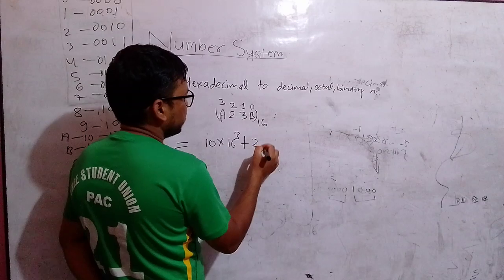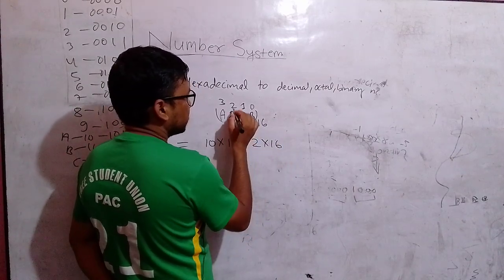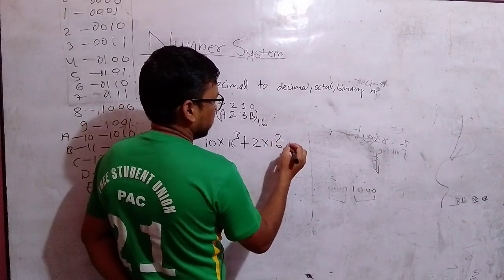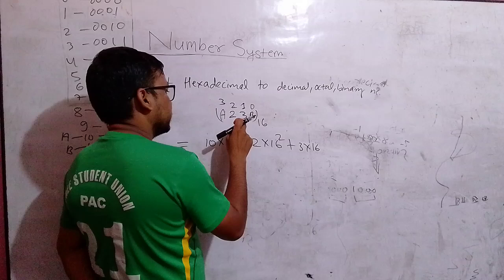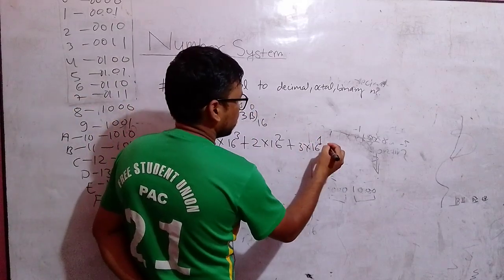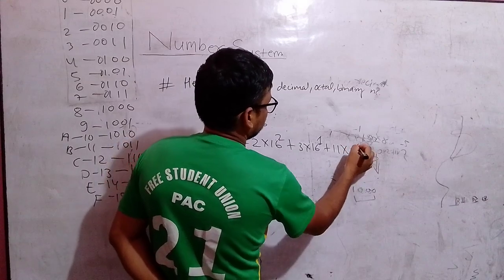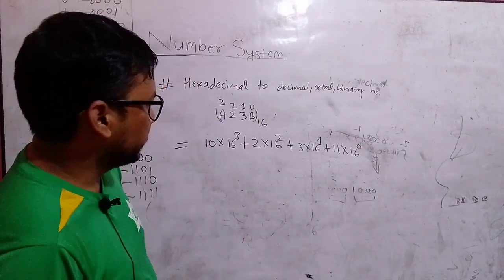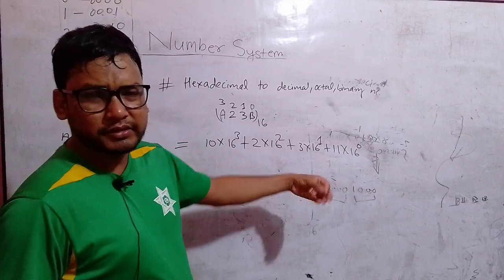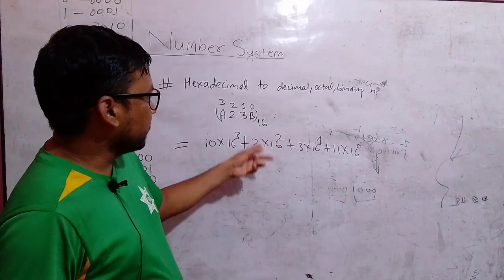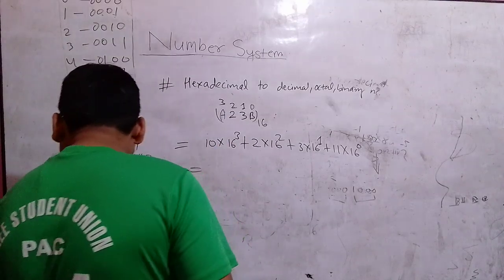Now similarly for 2, we write 2 into 16 to the power 2, plus 3 into 16, and the position of 3 is 1, so the power is 1, plus B. B means 11 in decimal, into 16 to the power 0. Now we need to calculate this expression, and the output of this expression gives the decimal equivalent of this hexadecimal number.